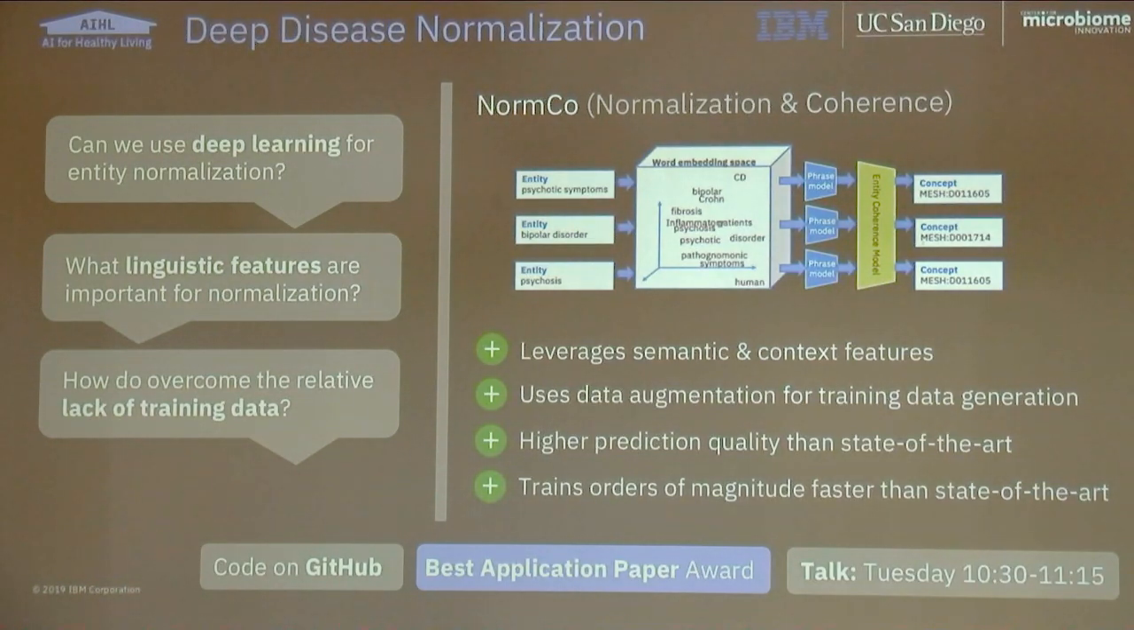The highlights of what we found is that leveraging semantic features and coherence is enough to achieve state-of-the-art results on this task, given you have the right amount of data augmentation. Our model achieves higher quality predictions, using a metric which uses the concept ontology, than the state-of-the-art baselines, as well as being much more efficient.